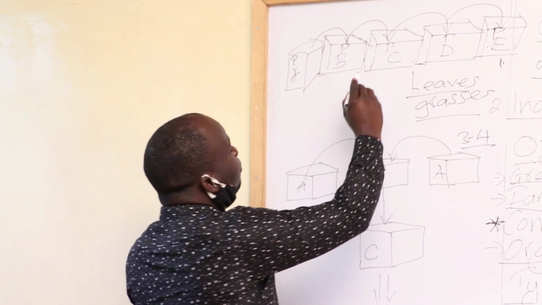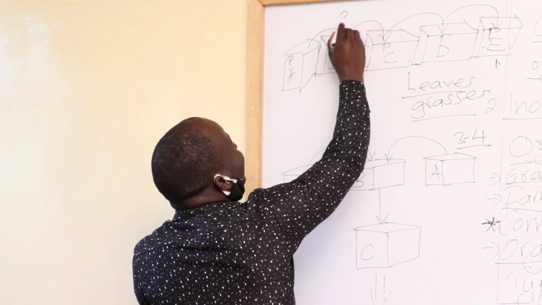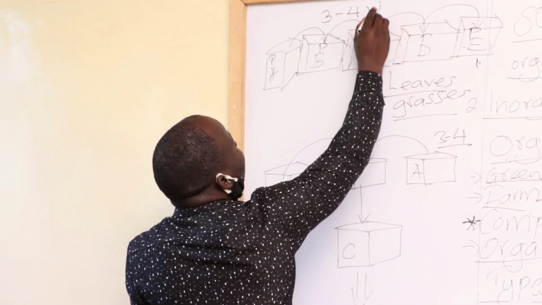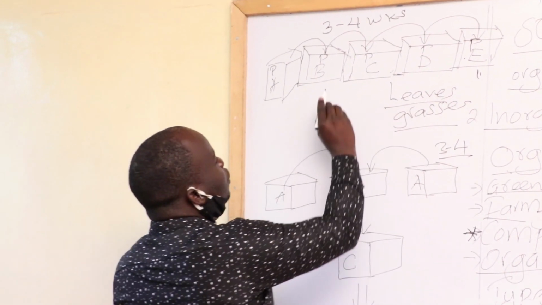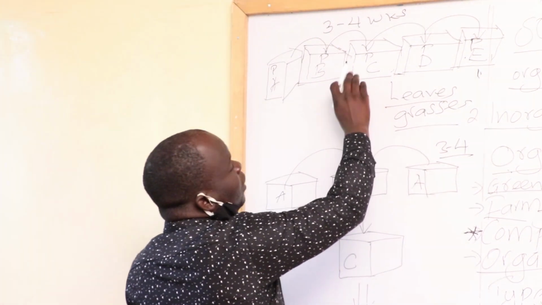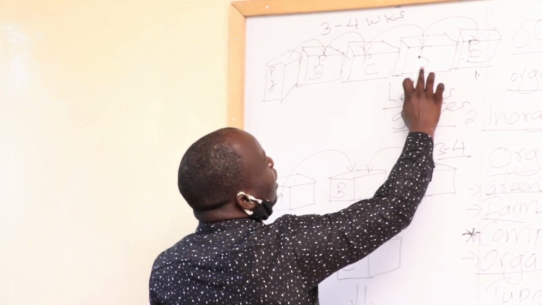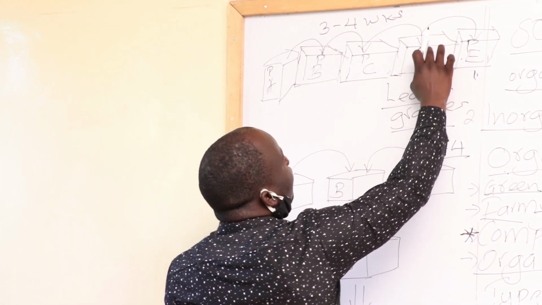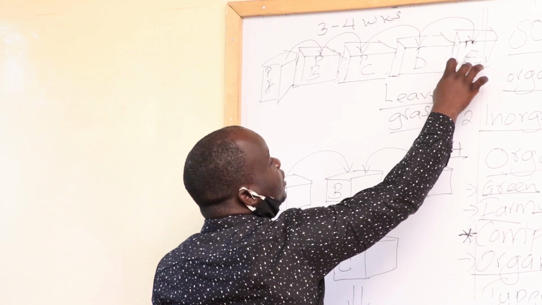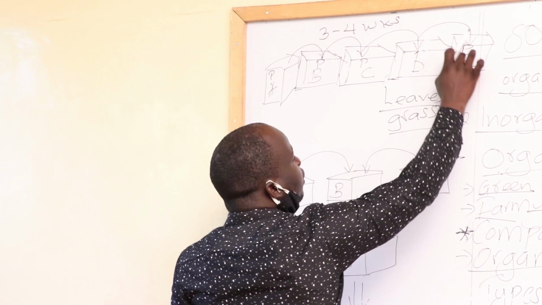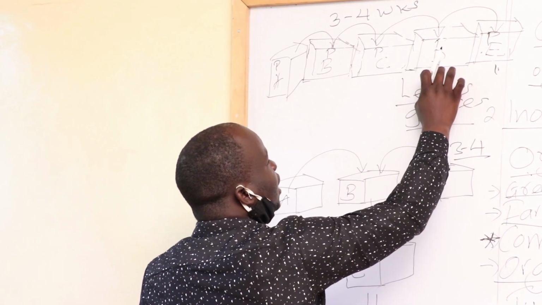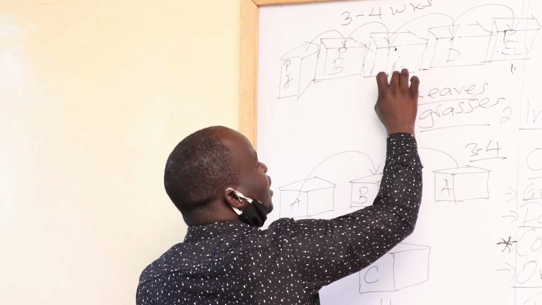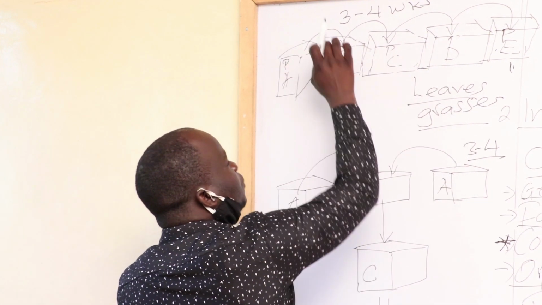Then, after filling them, you'll have to wait 3 to 4 weeks for these materials at least to rot. After 3 to 4 weeks, you will take materials from D and transfer them to E. Remember, E, we left it empty. You take the materials from C, transfer them to D. B, transfer them to C. And A, transfer them to B.